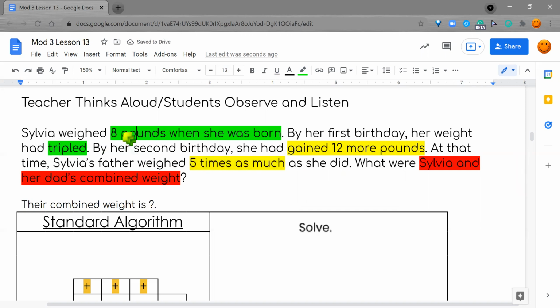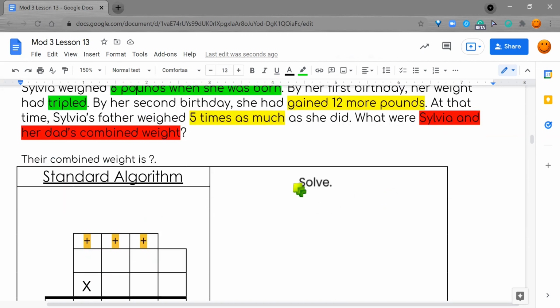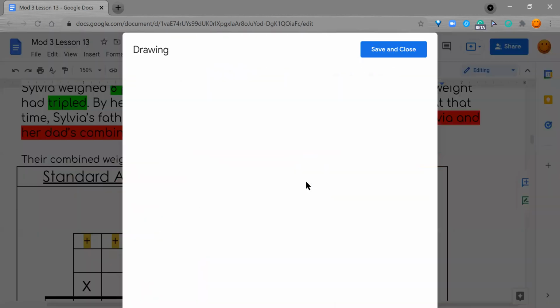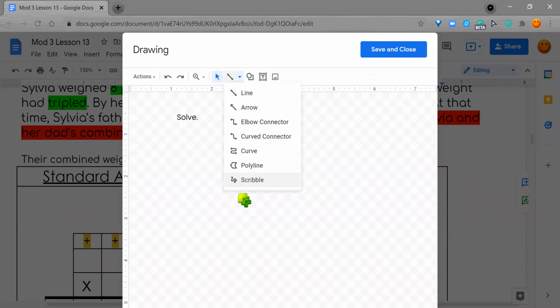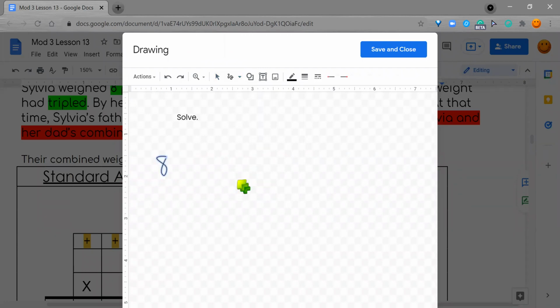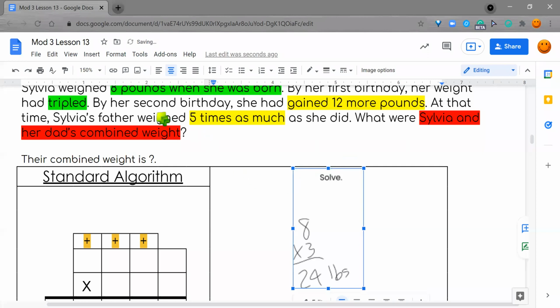It says Sylvia weighed 8 pounds when she was born. By her first birthday, her weight had tripled. So we know, I'm going to quick jump into my scribble, you guys. We need to figure out 8 times 3. So I'm going to go right over here, 8 times 3. Oh, that's 24. And we know it's 24 pounds because we're talking weight. So now I'm going to hit save and close because now I have that number.